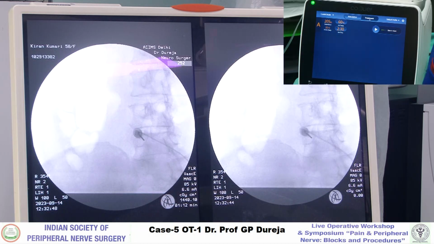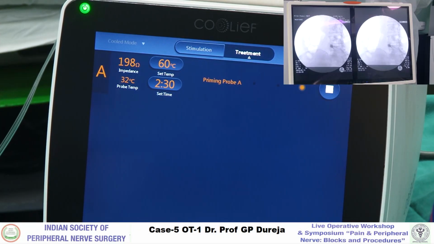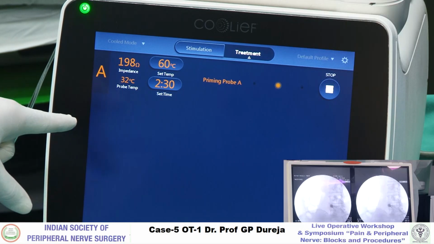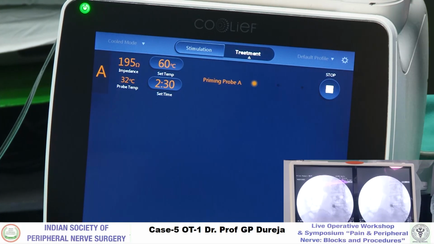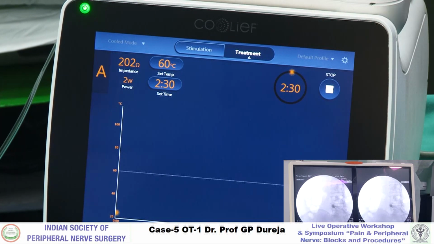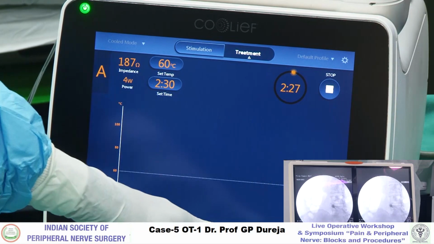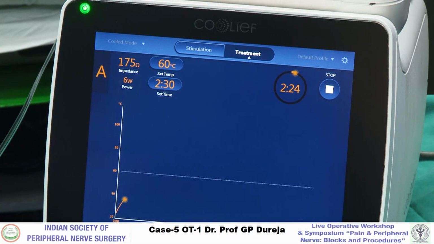Okay, let's start. So we are now starting the lesioning. Now the cool RF has a special property that the temperature will not go beyond 60 degrees, unlike standard RF where you can go up to 80 and 90 degrees. Pulse RF is 42. You can see some water flowing. Cool RF basically means that the temperature is cooled off, so you don't allow heat to develop at that particular place, so that no damage is done to the structures. The time is set to 2 minutes 30 seconds.